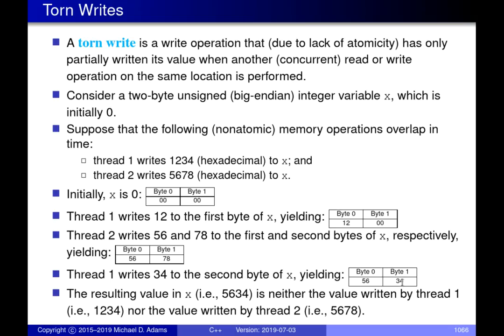The overall effect is that the value written into x is 5, 6, 3, 4. But notice that 5, 6, 3, 4 is neither of the values that were written to that memory location. The only things any thread tried to write there were 1, 2, 3, 4 and 5, 6, 7, 8, but the value we end up with is neither of these. Again, this is bad news. It's almost as if random values spontaneously appear in memory that we never wrote there.